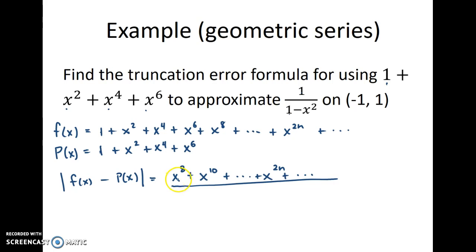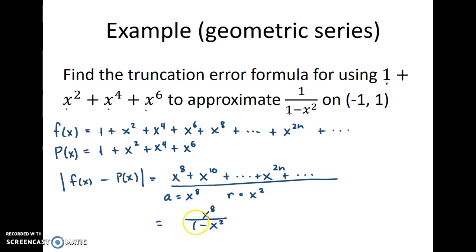The other thing about this infinite polynomial that's left is that it is also geometric. And it's geometric starting at x to the 8th and still with a multiplier of x squared. So I could write that geometric polynomial as x to the 8th over 1 minus x squared. The only time I can write a formula for the truncation error is if I have a geometric series. And this is the exact error if I truncate instead of using all infinitely many terms in my polynomial.